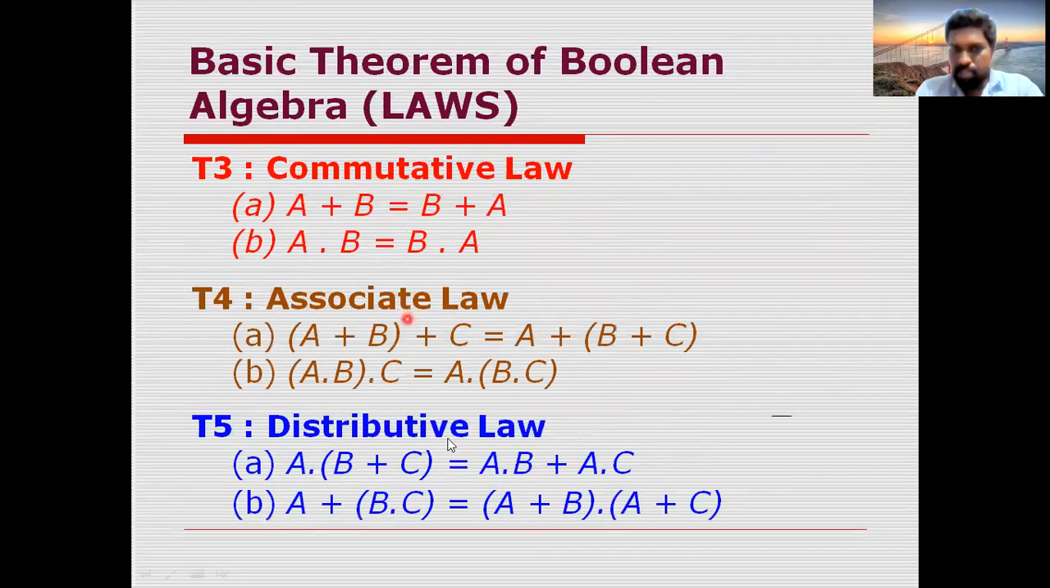You know these laws same as the normal algebra. A plus B equal to B plus A, A into B equal to B into A. These are your commutative laws. A plus (B plus C) equal to (A plus B) plus C is an associative law. A into (B into C) equal to (A into B) into C is also an associative law. This is the law regarding addition. This is the law regarding multiplication.